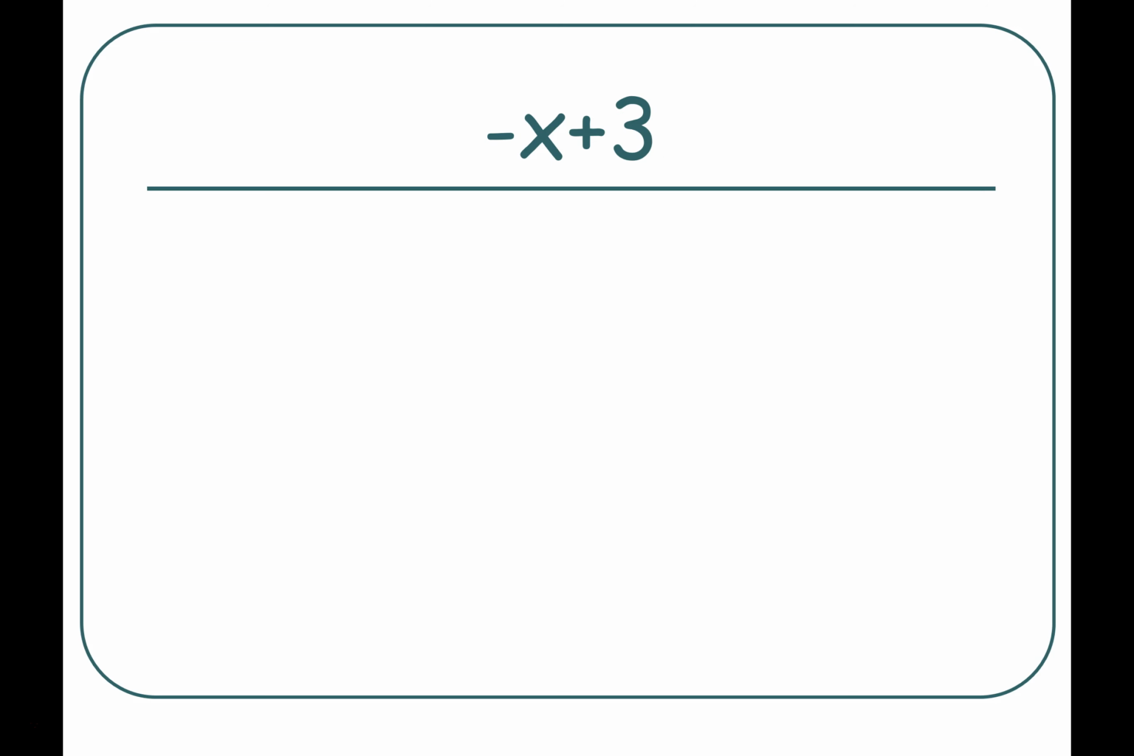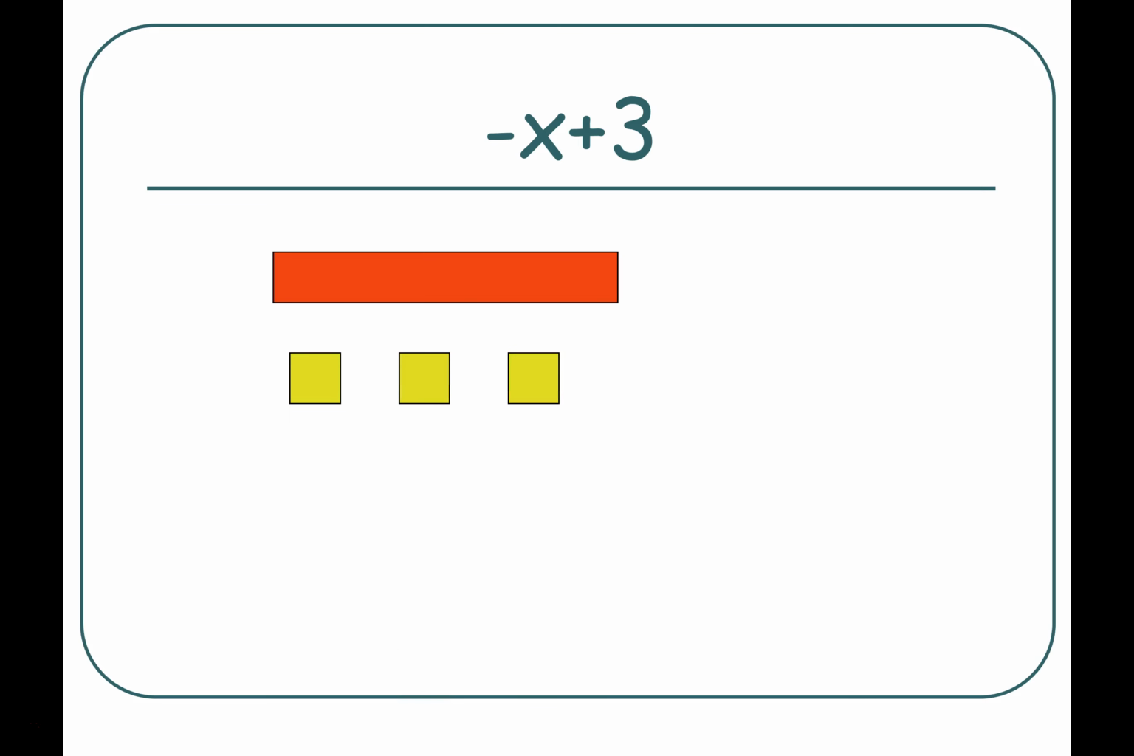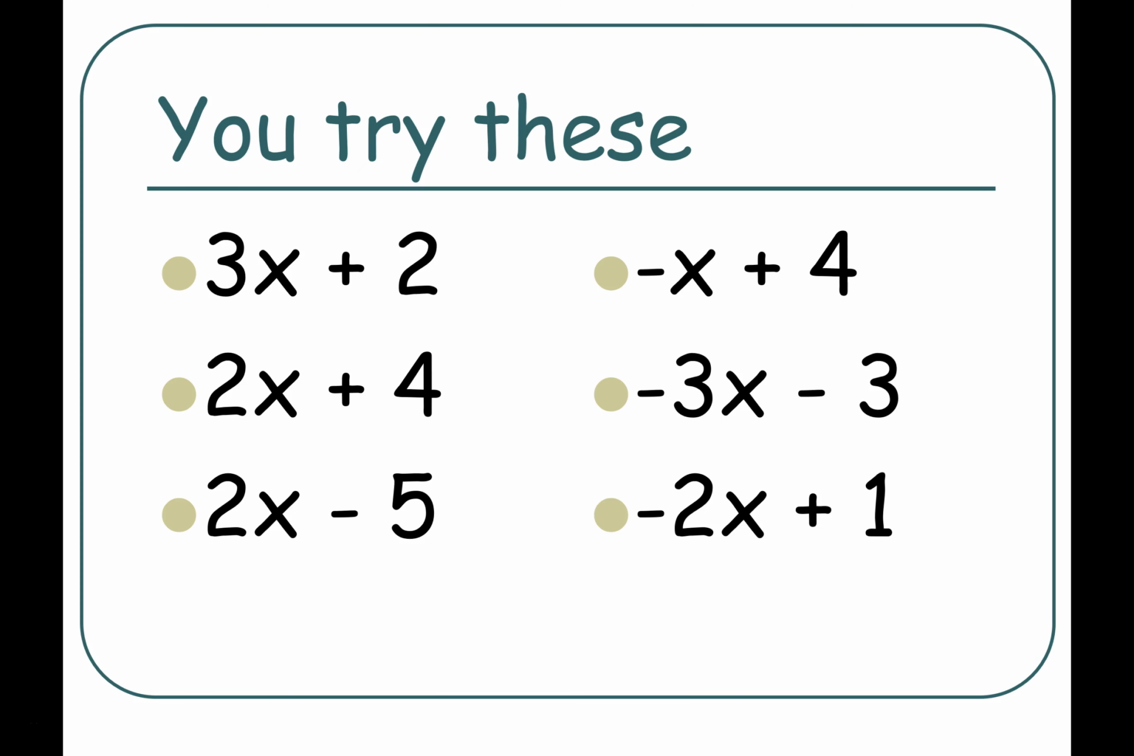Opposite x plus 3. So I'll have my red x, positive 3. And I can't combine that. I can't do anything further to simplify that.